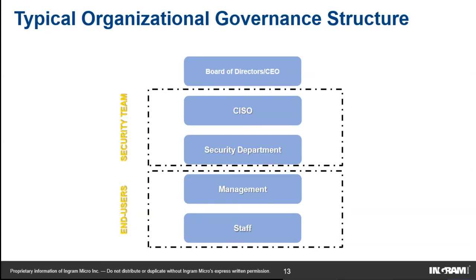So this is a typical organization governance structure. There will be a CISO who will be reporting to the board of directors or the CEO. CISO is the topmost guy when it comes to security in an organization, and he will be handling a security department. And end user teams will be management teams, IT teams, staff, and everyone else in an organization. This is a typical organization governance. The reason why we place CISO or the security team in the middle is they need to govern everything, and they need to also report the security posture of an organization to the board of directors or the CEO.